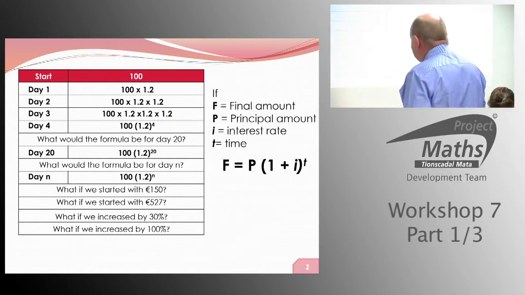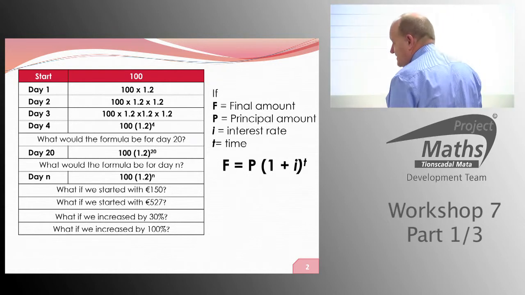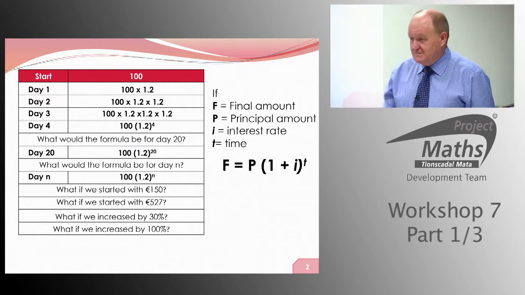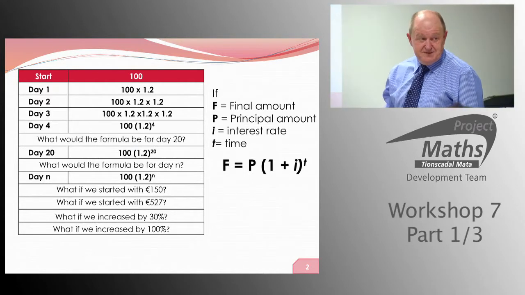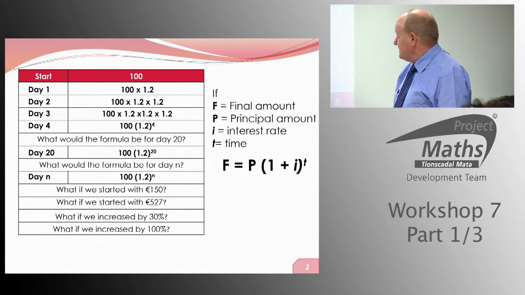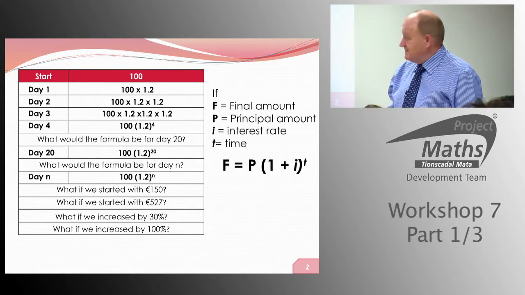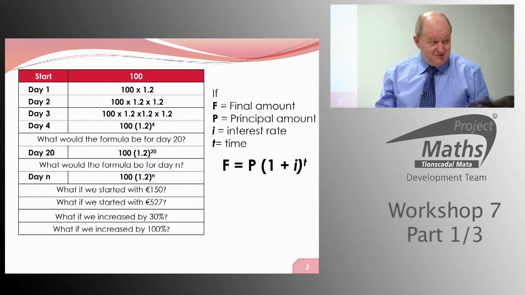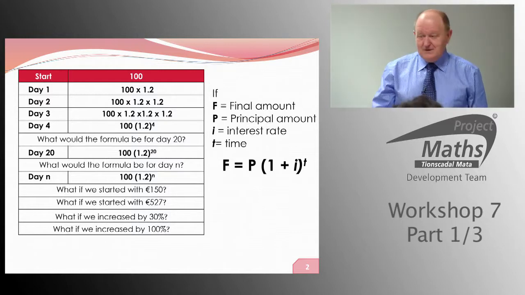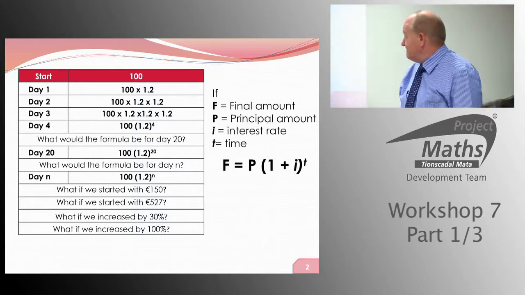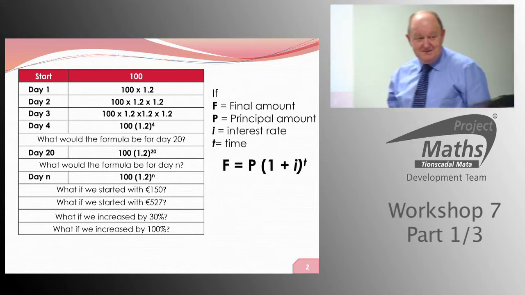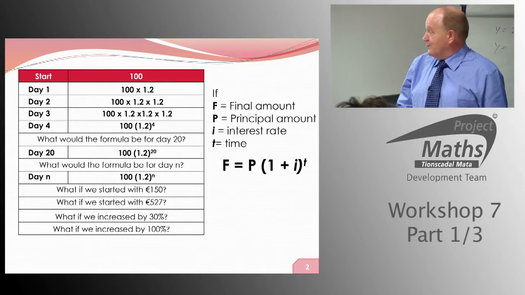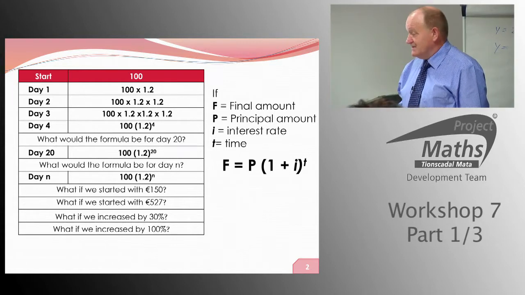What would the formula be for day 20? What do you think? 100 by 1.2 to the power of 20. Correct. Perfect. Day n. Now here we're beginning to generalize. What do you think it is for day n? To the power of n. Yeah, that's enough to say to the power of n. We know it's 100 by 1.2 to the power of n, as we can see there.